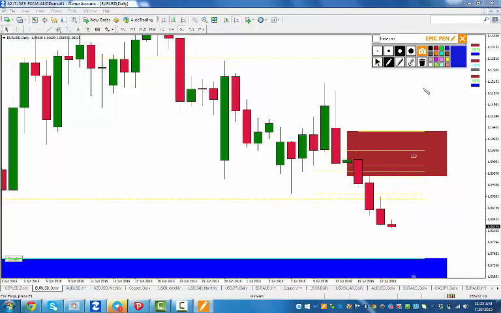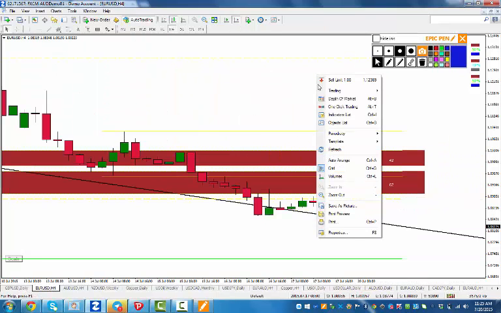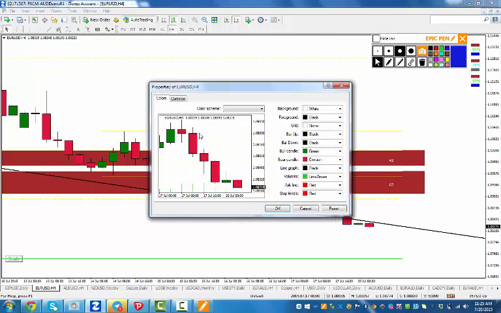But it is validated. Why is it validated? Because it removed this swing low. So it's two different things, right? Two different things, so don't get mixed up. Since we cannot sell this D1 supply because we do not have 1 to 2, therefore we have to go down to the H4.